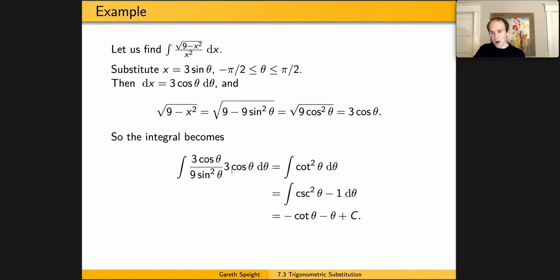And then we have a cosine and a cosine on the top. So that's cosine squared on the top. And we have sine squared on the bottom. So we have cosine squared divided by sine squared. Okay, cosine divided by sine is cotangent. So we have the integral of cotangent squared theta d theta.